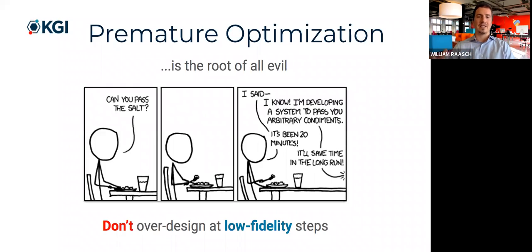So the idea is just pass them the salt, and then you can start to work on maybe that iPad that they can then click salt, ketchup, whatever, and then a robot delivers it to the table. So all that is premature optimization because we don't even know if that's what the customer wants. The idea is just give them what they want in as simple of a way as possible. We can optimize as we start growing. So again, don't over design at the low fidelity, low fi steps. So if you're still at that early stage, just give the customer what they want.